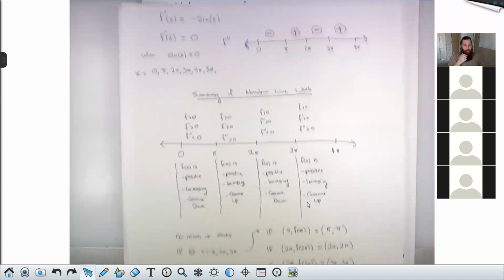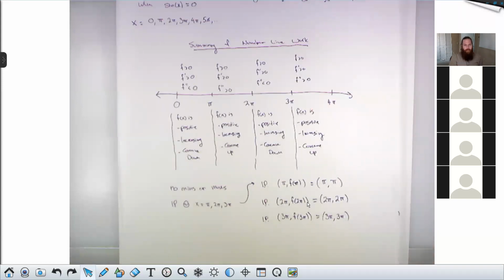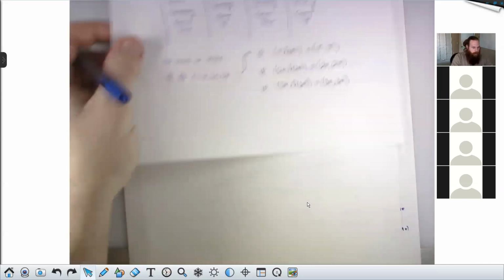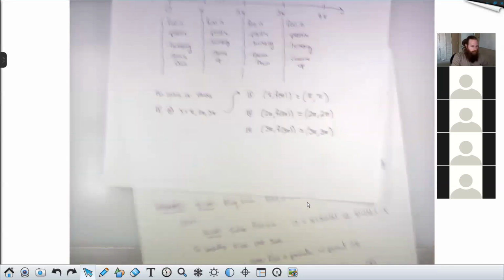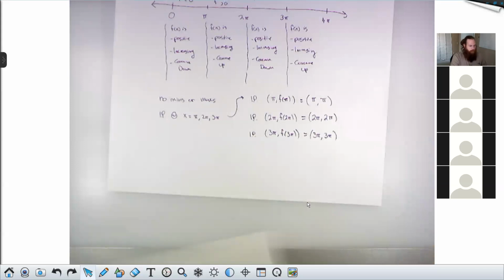Okay, so I have these 3 inflection points. No mins, no maxes. My x-intercept is the same as my y-intercept, it's 0, 0. So if I want to draw the graph, I start by plotting this info, and then I try to connect it with the appropriate shaped pieces.